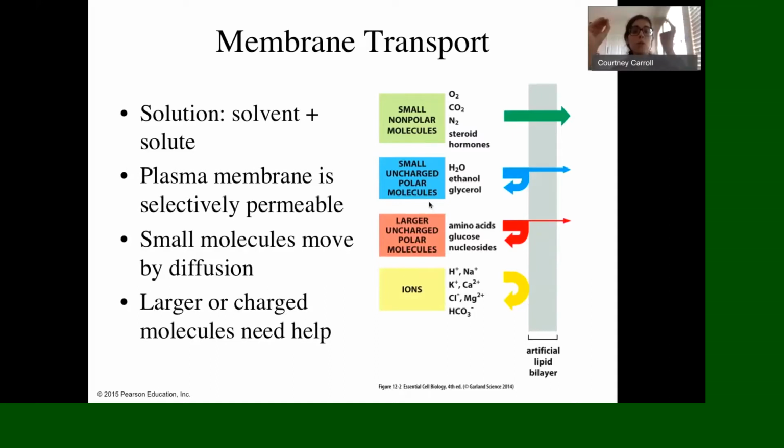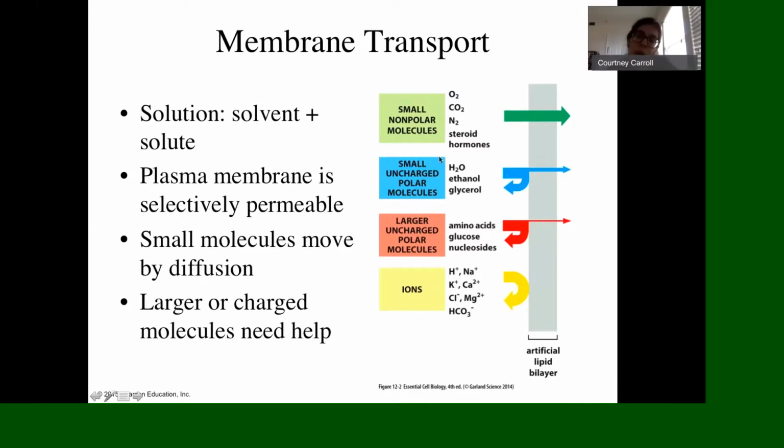Things that can move through the membrane are things that are small and nonpolar. So really easy: oxygen, all of it can get through, carbon dioxide, nitrogen gas, steroid hormones, these small nonpolar things, they have no problem getting through.